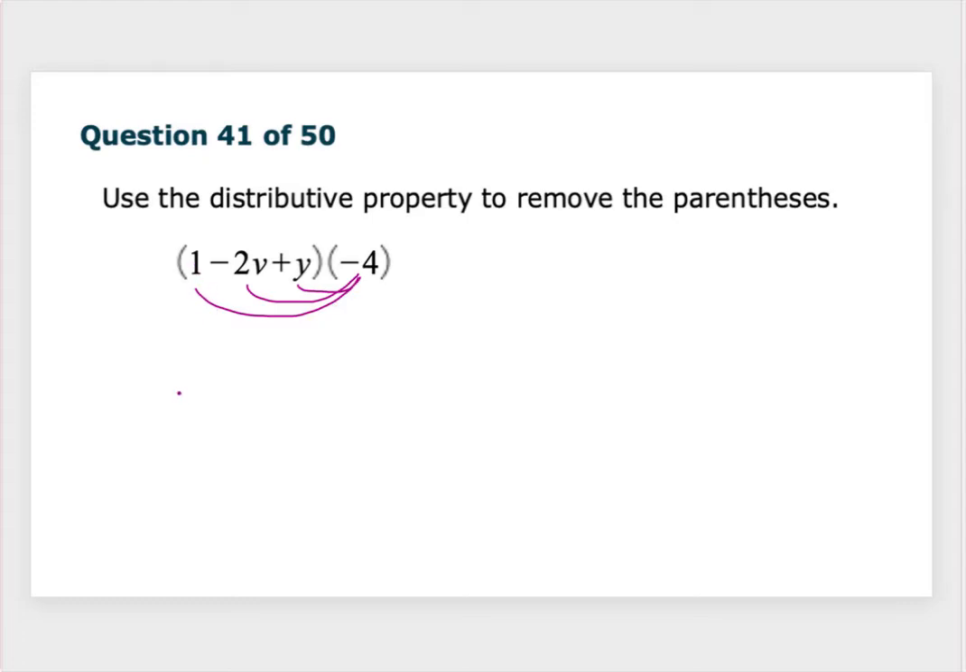-4 times 1 is -4. -2v times -4. Negative times negative is a positive 8v. And a y times a -4 is a -4y.